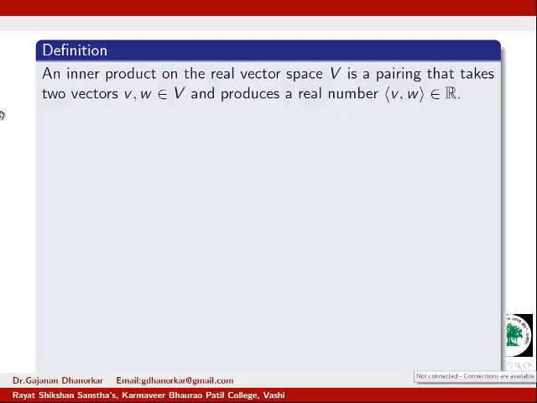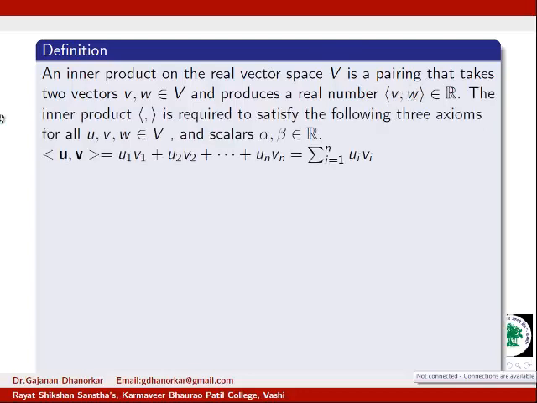And this is the notation for this inner product space, and it satisfies the following three axioms. For that, suppose u, v, w are elements from V. Now what is V? V is a real vector space. And we are choosing alpha and beta, these are the scalars.